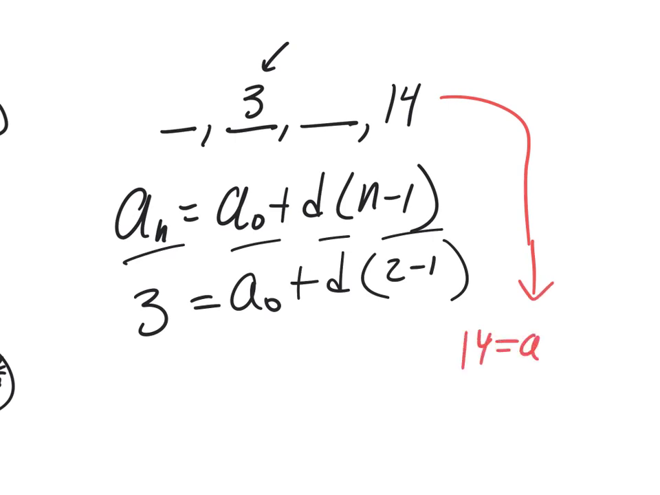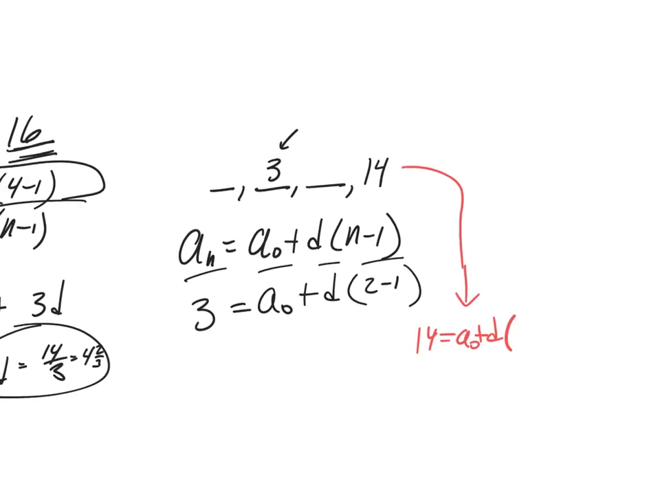14 equals a sub 0 plus d parentheses 4 minus 1. So if I want to clean these up, the 2 minus 1 is going to turn into a 1, which is just d, 1d. And the 4 minus 1 is going to turn into a 3, so then I'm going to put the 3 right there.